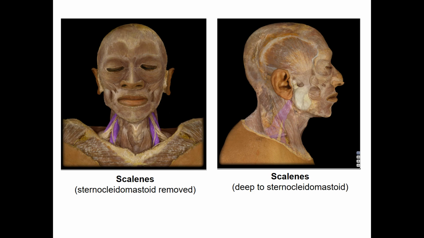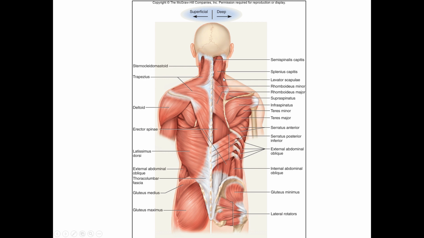Here you can get a good idea of where those muscles sit. The sternocleidomastoid is going to be more superficial, and so you can see the scalenes just underneath them. There they are. Again, because they are attached more towards the front here, that's going to pull the head forward as they contract. You contrast that with the splenius capitis.